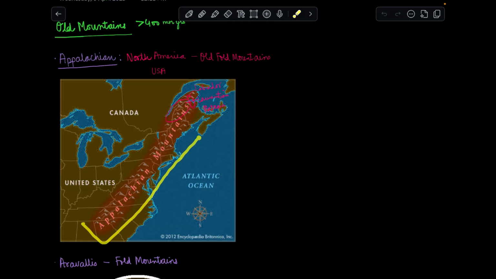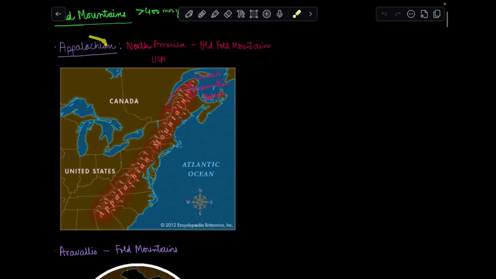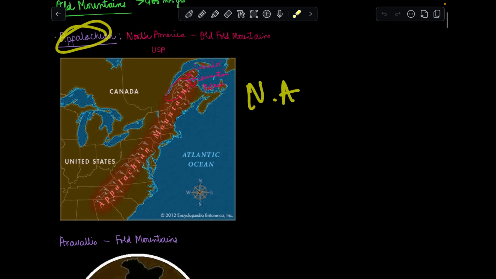This is the Appalachian range. It is in the United States of America. So these are the Appalachian mountain ranges. Over here, this is the Laurentian Plateau, and this is the Labrador area, Labrador Plateau. So the Appalachians are in North America.